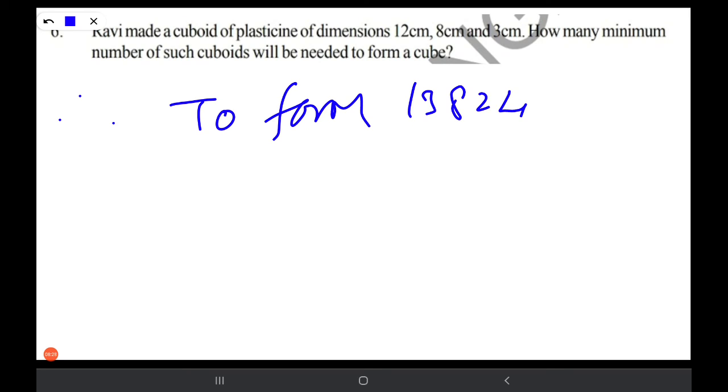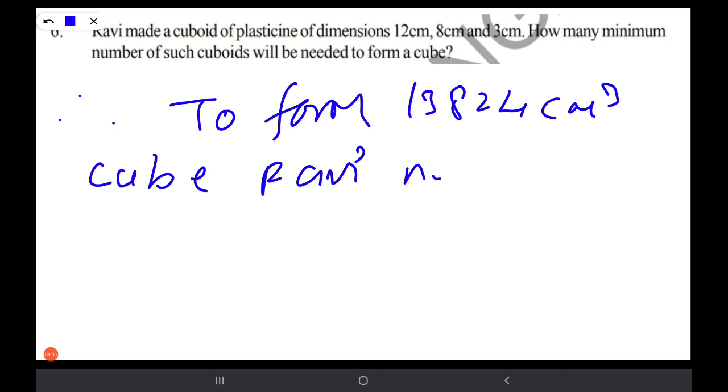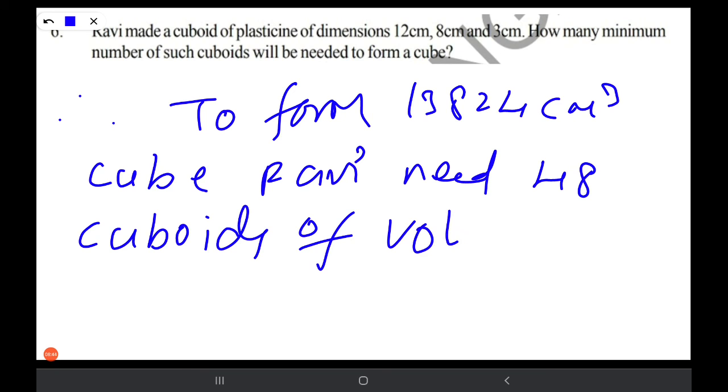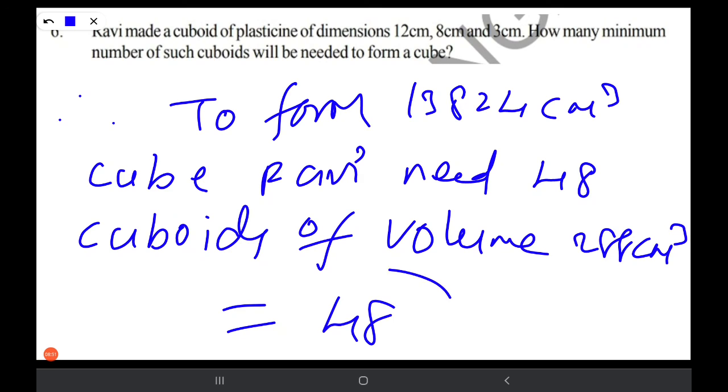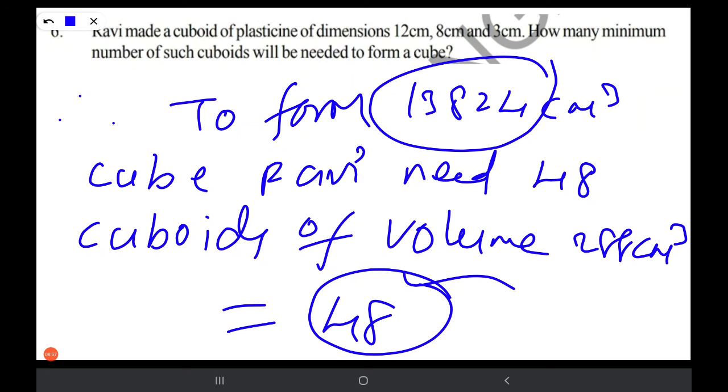Therefore, to form a cube of 13824 centimeter cube, Ravi needs 48 cuboids of volume 288 centimeter cube. So the answer is that 48 cuboids are needed to form a cube of this volume. Okay, right. Thank you.